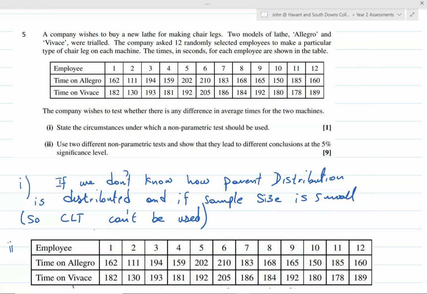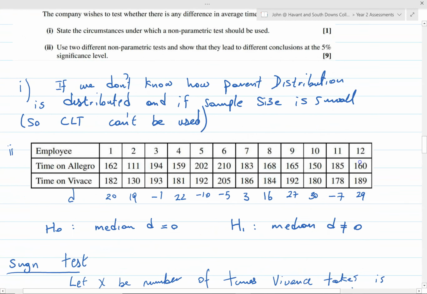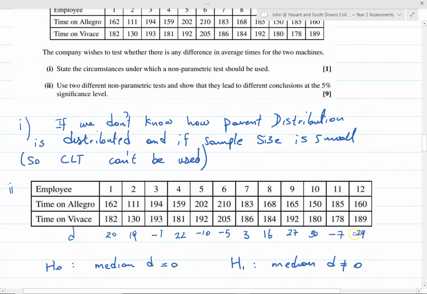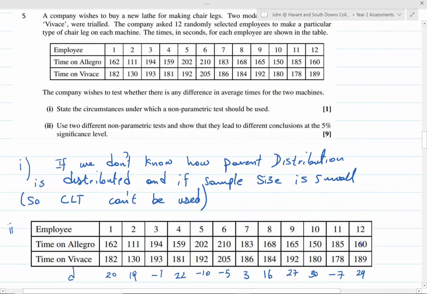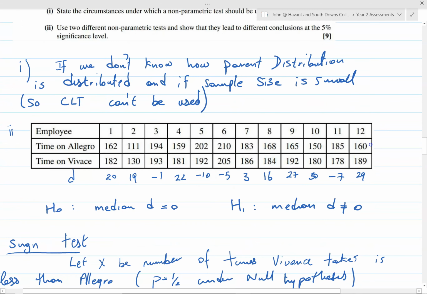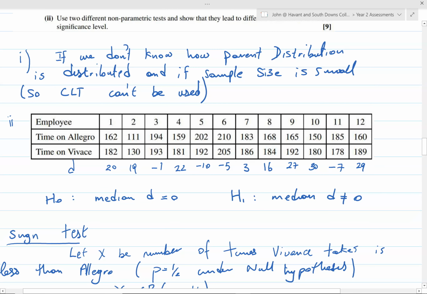Okay, so let's get on with the second part. I've written the table down. Remember it's all about the time taken in seconds for different employees to make a table. Okay, so in this row here, what I've done is I've worked out the differences between the values, whether they're positive or negative.